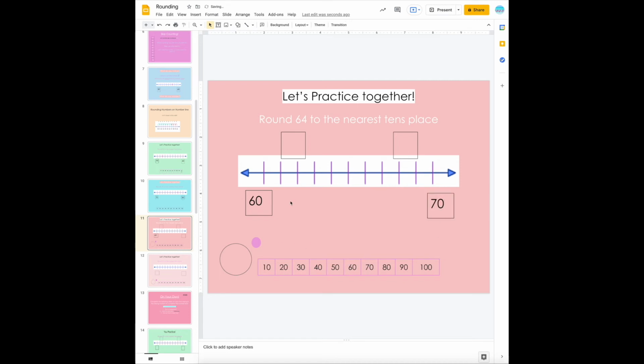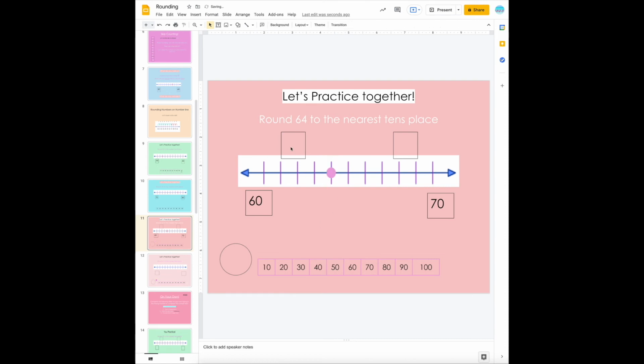Now step 2 is to figure out, where is the number that we're rounding? Where does it fall on the number line? So I'm going to count over to 64. When I find 64, I'm going to mark it with my dot. So I start at 60, 61, 62, 63, 64. All right, so I start here at 64.